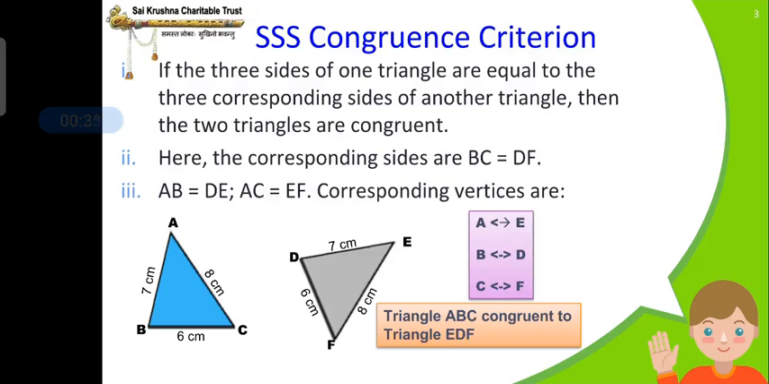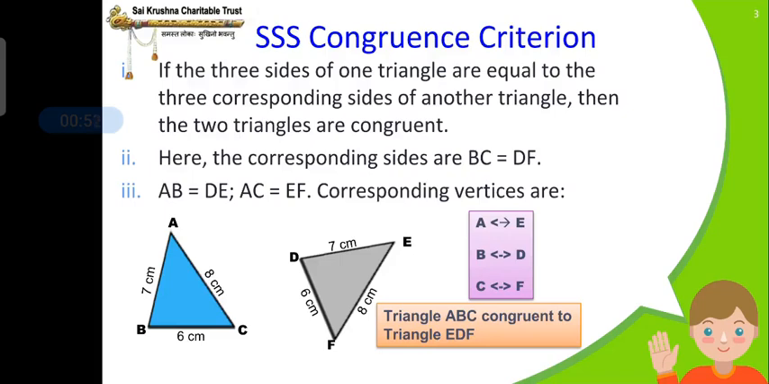So what do you mean by SSS? SSS indicates side, side and side. So if the 3 sides of one triangle are equal to the 3 corresponding sides of another triangle, then the 2 triangles are congruent.